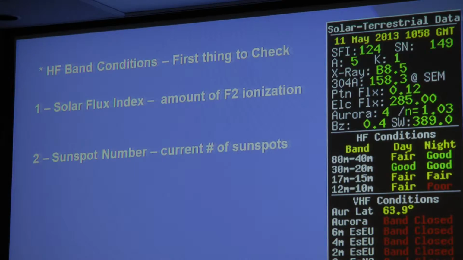The next thing, which is a common term to do, is the sunspot number. And by the way, in case you didn't find it, the solar flux index is right here, and the sunspot number is here. A and K index is here, and X-ray is here, and 304 is right there. I'm going to talk about that. Okay. Sunspot number is important, but it's not near as important as the solar flux index. And this is the thing you really want to pay attention to, because if the SFI is down low, that means the F2 layer is not ionized sufficient to give you a lot of communications.